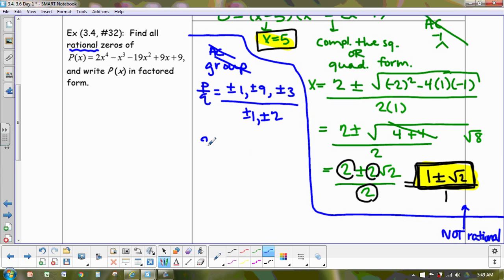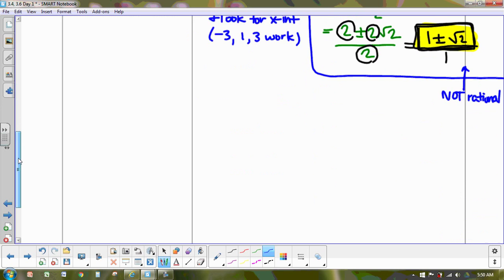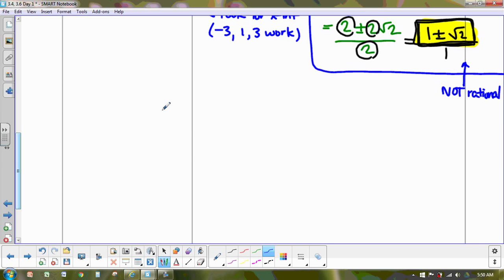Then I graph P of x, and I look for x-intercepts. And I should be seeing that negative 3, 1, and 3 work. So I can pick any of those that I want to start with. And if you each pick a different one, your in-between work would look different, but your final answers would look the same.